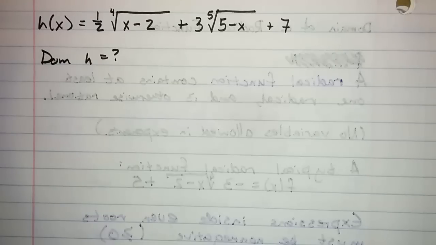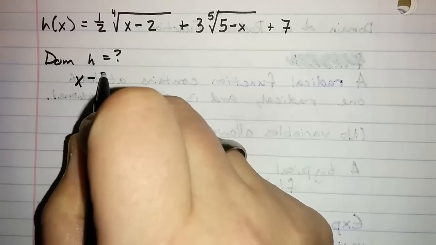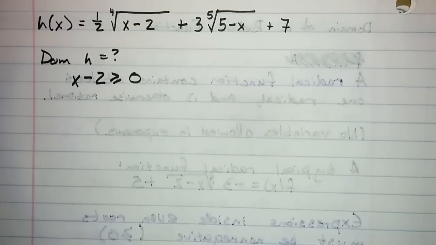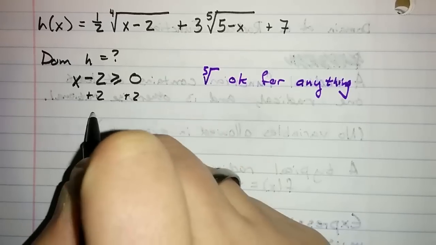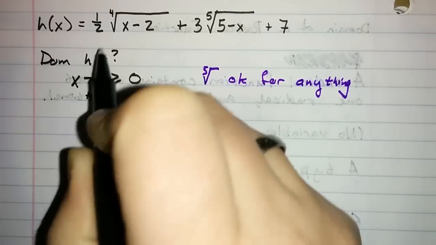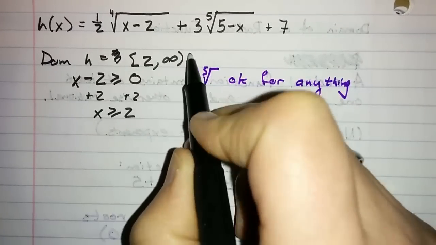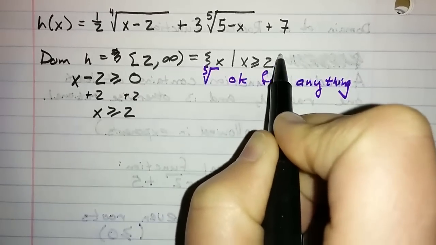Alright, let's see. What rules do we have to follow to be in the domain of h? 4 is an even number, so x minus 2 has to be non-negative. 5 is an odd number. We can take the 5th root of anything we want. So this is the only rule. So adding 2 to both sides, x is greater than or equal to 2. The domain of h is the interval 2 up to infinity. Or we could write that as the set of x such that x is greater than or equal to 2.